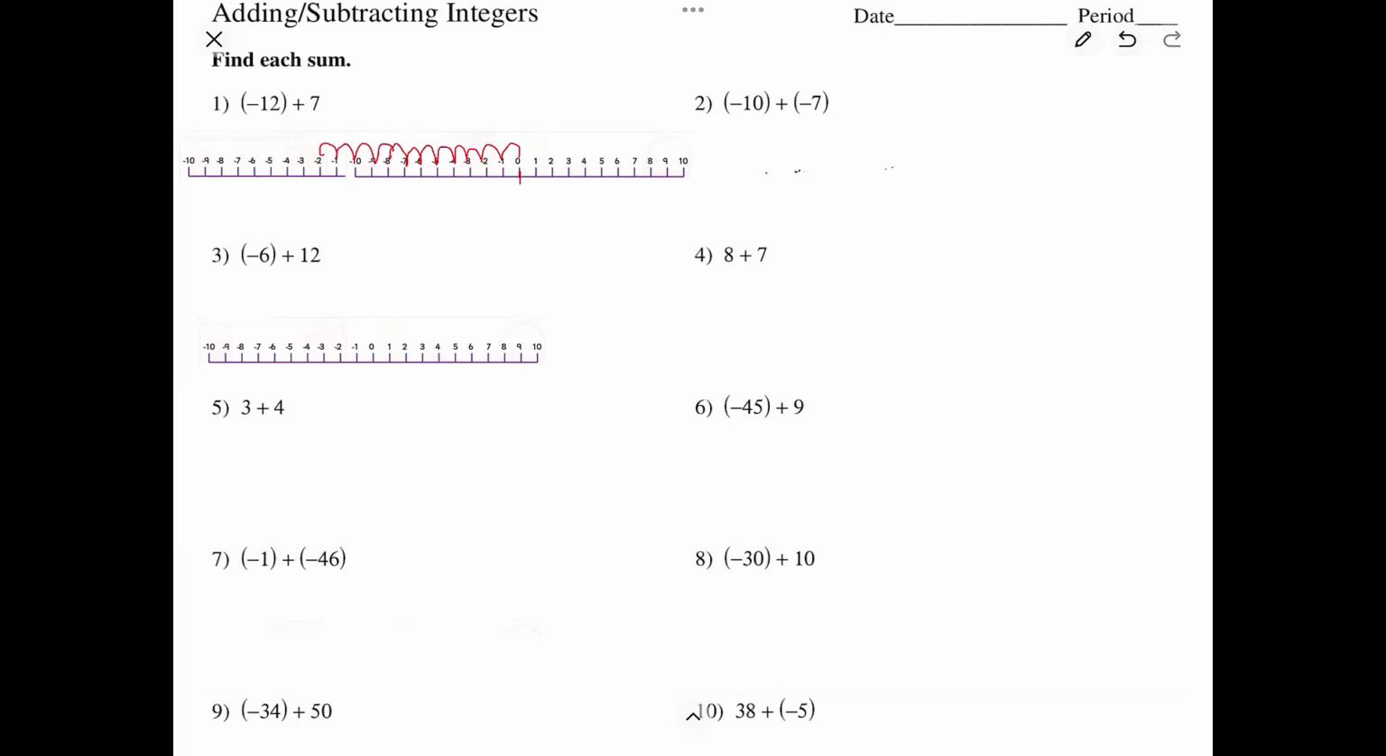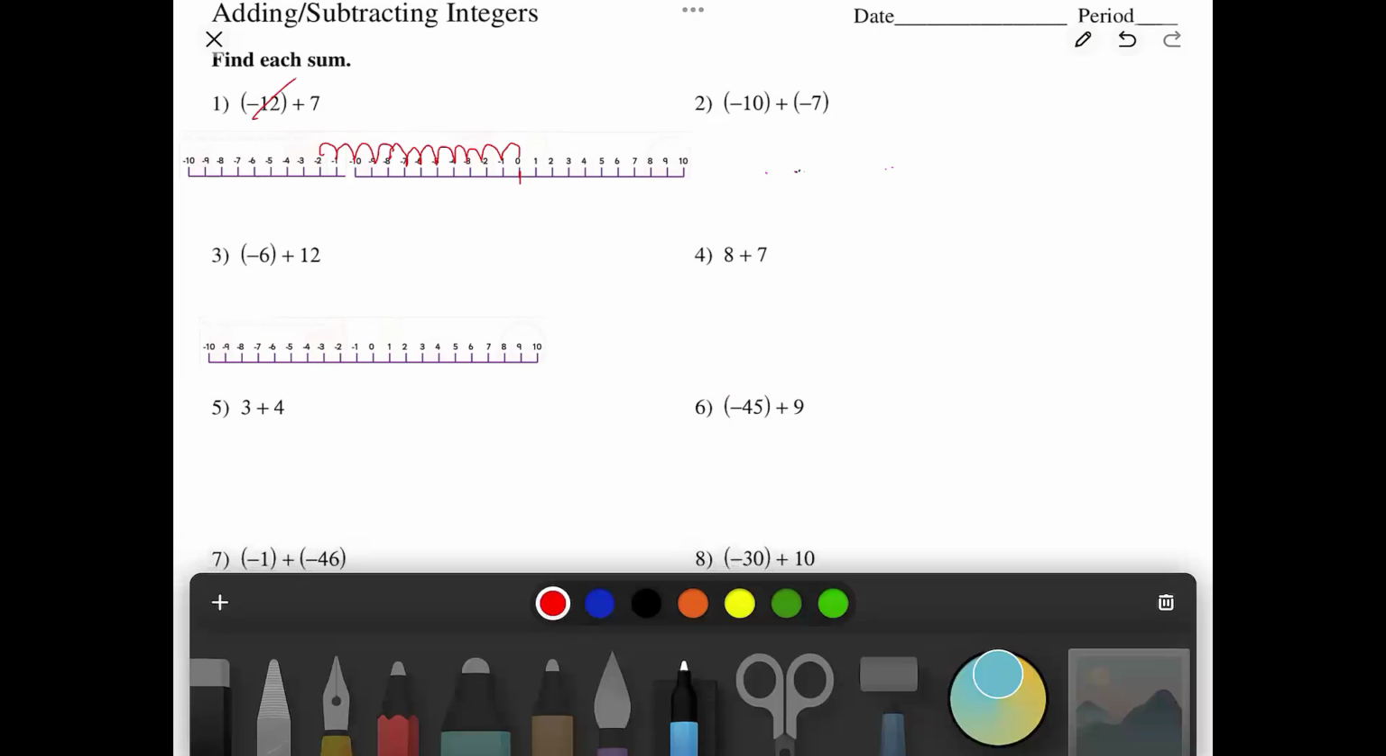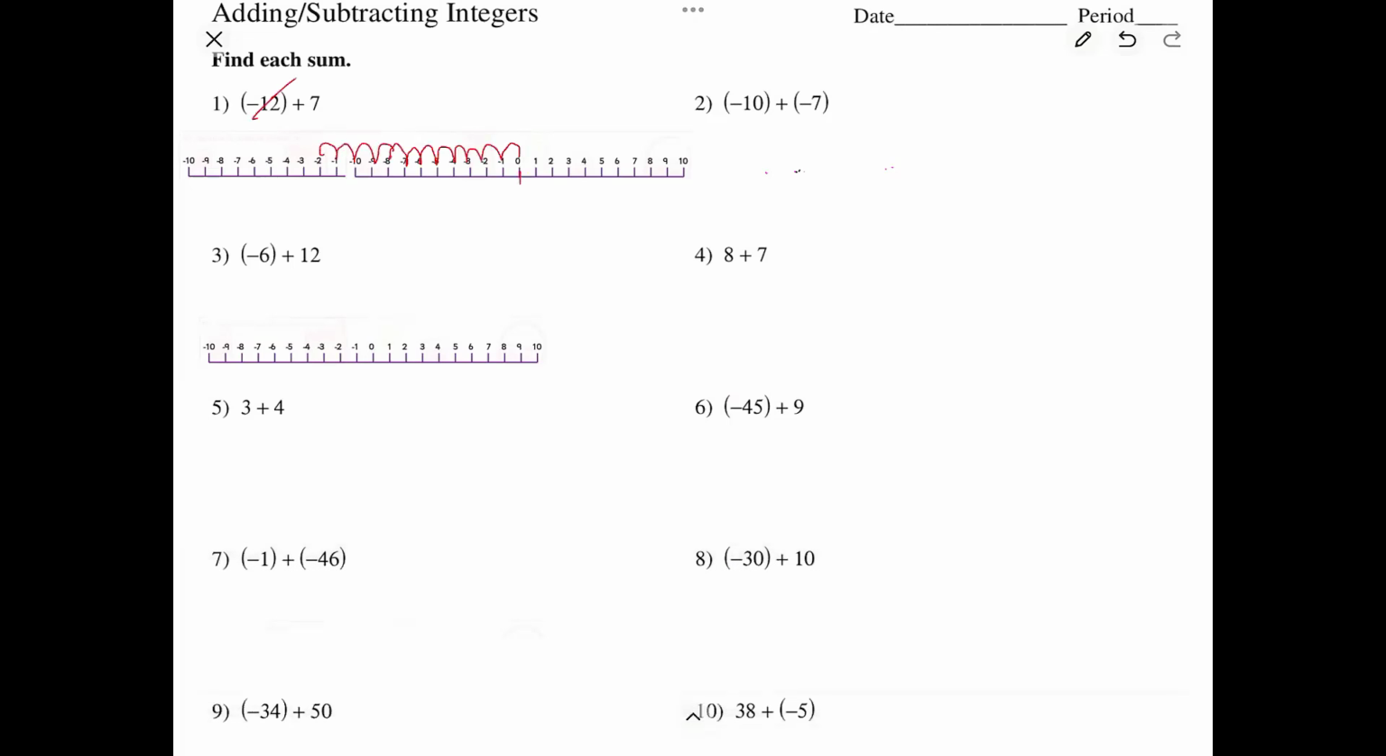Now I have a positive 7, or I'm adding 7. So now I'm going to go in the right direction for 7. I'm going to start here at negative 12, so you always start where you finished off. And so this one's going to be 1, 2, 3, 4, 5, 6, 7. And so I finish at a negative 5. So that is my answer. So a negative 12 plus 7 is a negative 5.